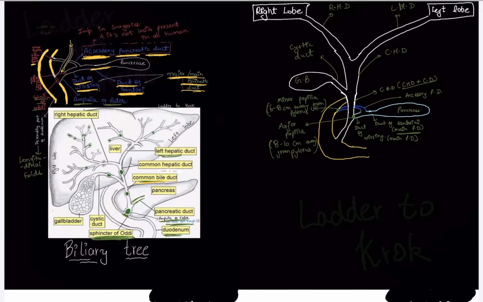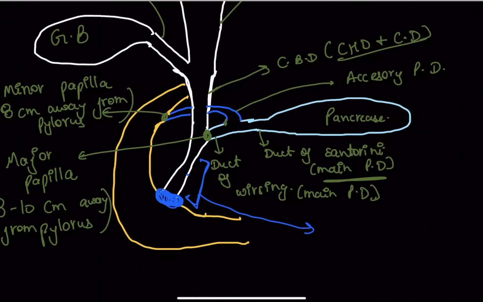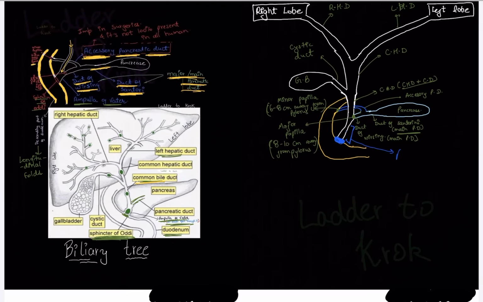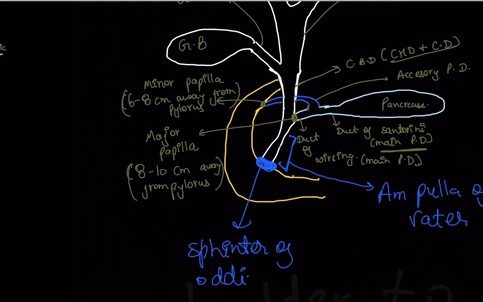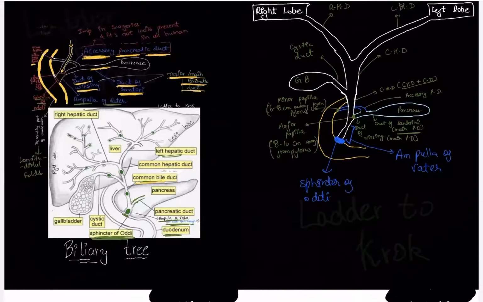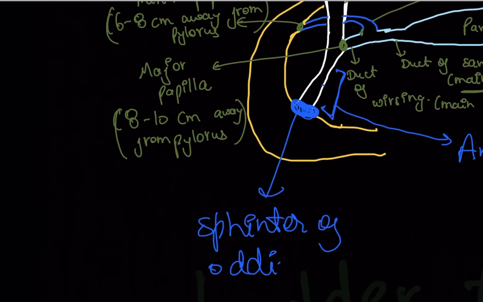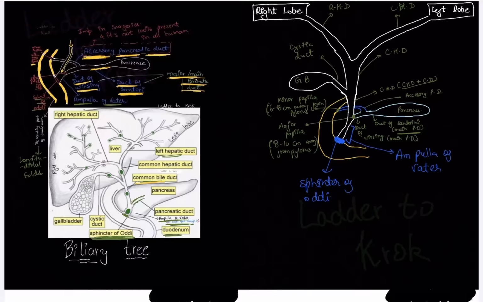Now, all of these ducts open by what? This particular part is known as the ampulla of Vater, and this opening is known as the sphincter of Oddi. And remember, there was one question I saw recently: where in the biliary tree do all ducts open in a junction? It's the ampulla of Vater, and it opens into the duodenum by the sphincter of Oddi.